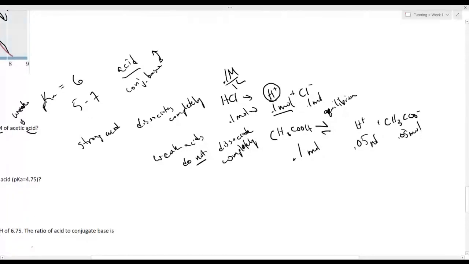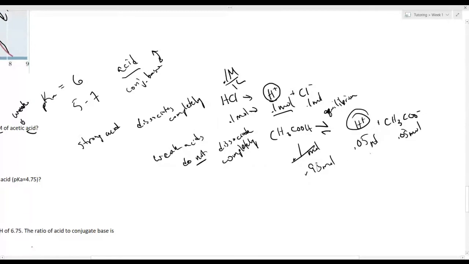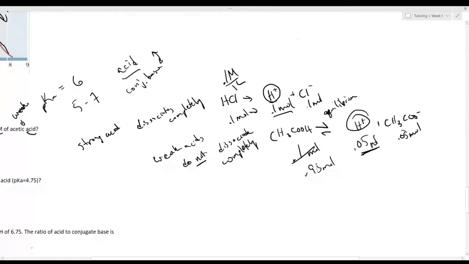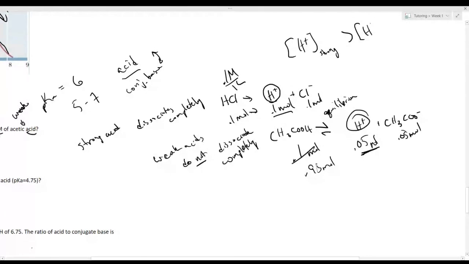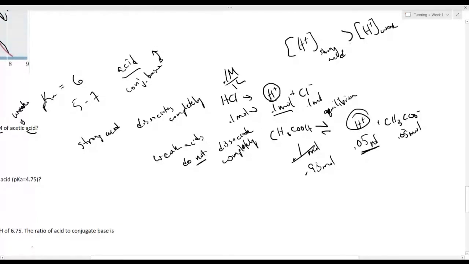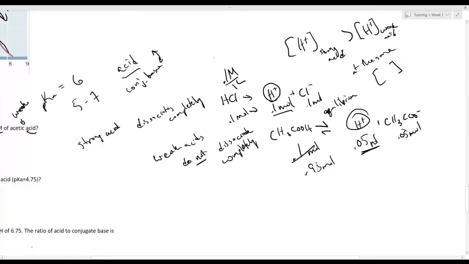If we have 0.1 moles here, on the other hand, maybe we'll get 0.05 moles of each of these and 0.95 moles left over here. So what is our concentration of H plus? Significantly lower. So the H plus concentration of a strong acid is significantly greater than the H plus concentration of a weak acid at the same concentration. So even though these are both 0.1 molar, this dissociates a lot less.